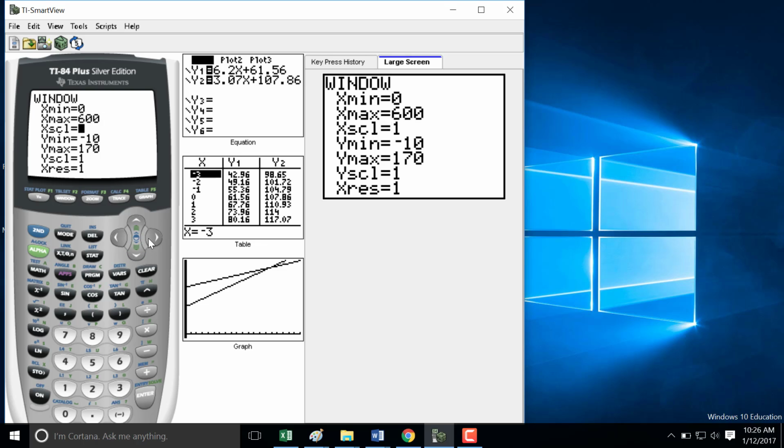X scale of 50, multiples of 50. Each box is going to have a width of 50. Then y minimum of 0 and a y maximum of 5, and y scale of 1. Leave x resolution as 1. It shouldn't affect us at all.